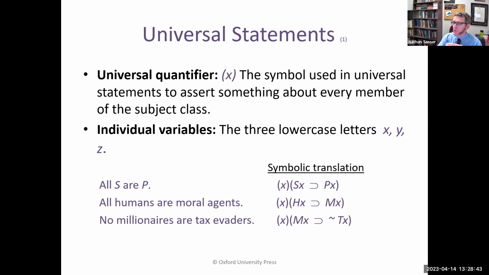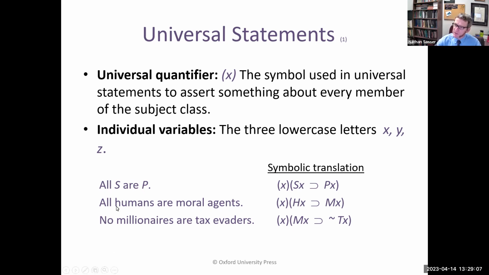We'll get into some examples in a minute, but let me get to those by introducing universal statements. Universal statements begin with the universal quantifier. And the universal quantifier is this lowercase x in parentheses. And what that says is, for all x, that is, for any given individual, something is true. All right, so the individual variables, like I said, are x, y, and z.